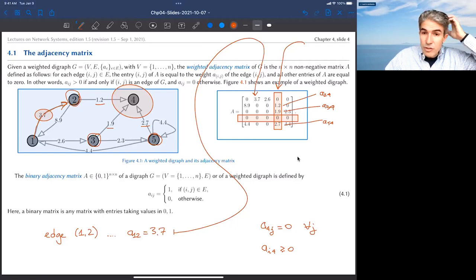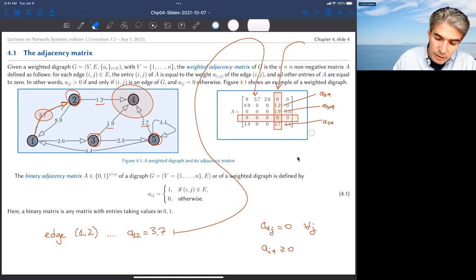Or vice versa, if you give me any non-negative square matrix, I will just associate to it a weighted directed graph, whose order, which is the number of nodes of the directed graph, equals the dimension of the square matrix. So let's say the matrix is of dimension n, then I get a directed graph of order n with n nodes. And then the entries of the non-negative matrix tell me the weights of the edges.